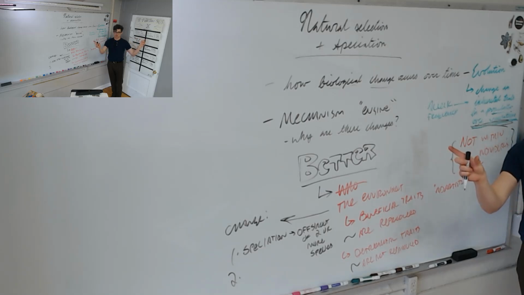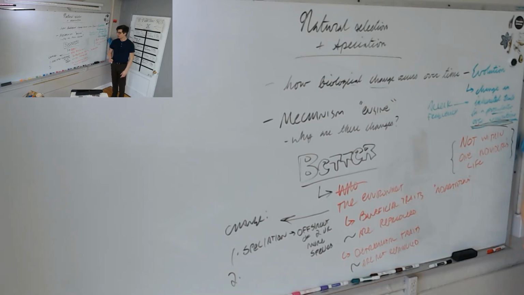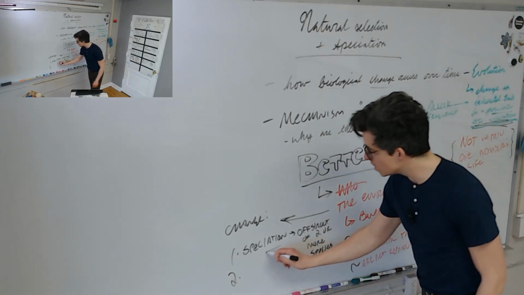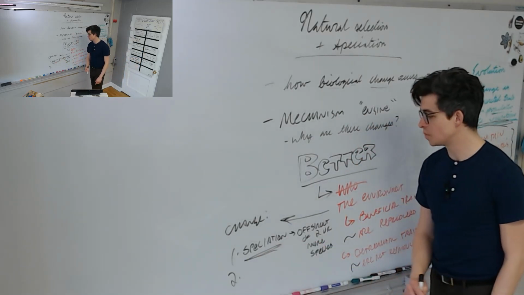considered separate species. A tiger and a lion can reproduce, but a liger is usually sterile, so they're considered separate species. So things that can reproduce are considered the same species. Things that can't, or reproduce with sterile offspring, are considered separate species. And when that happens over time, that's called speciation.